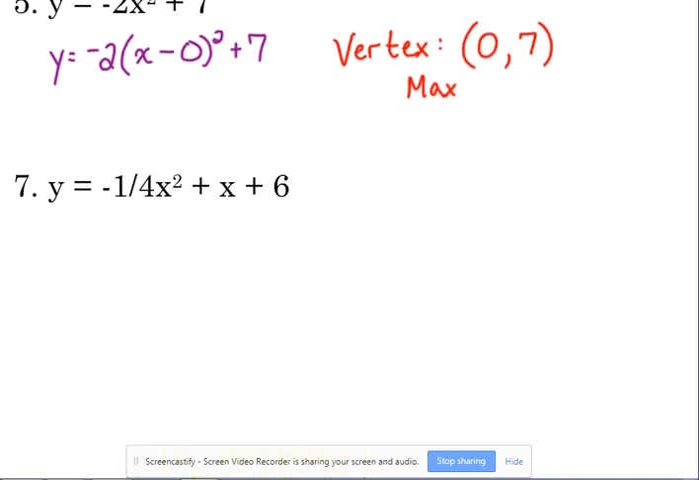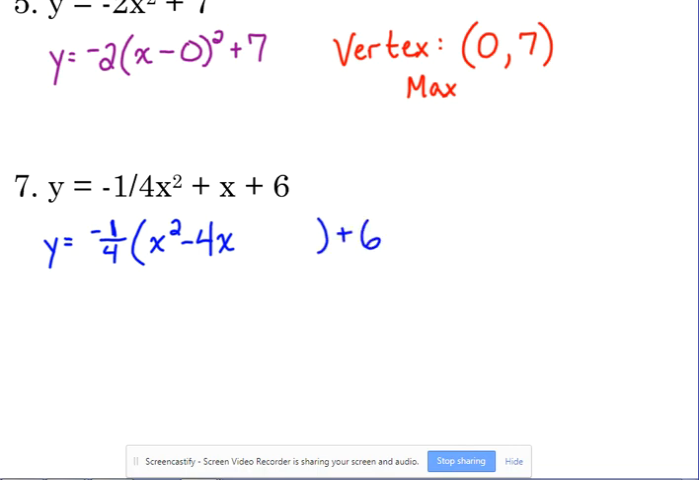Okay, let's do number 7. Number 7, y equals -1/4 x squared plus x plus 6. Okay, completing the square. We've got to factor out that a, -1/4. So remember what I told you. Factoring out is like dividing by fractions, like multiplying by the reciprocal. So that means that when we take out a -1/4 from a +1x, we're left with -4x.